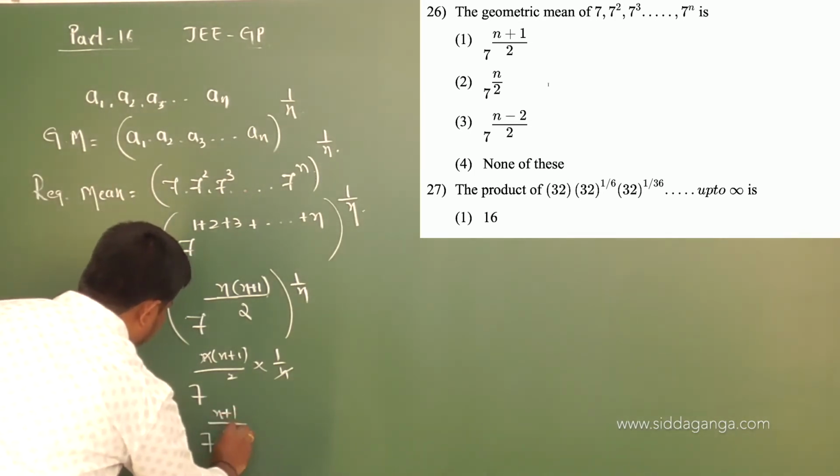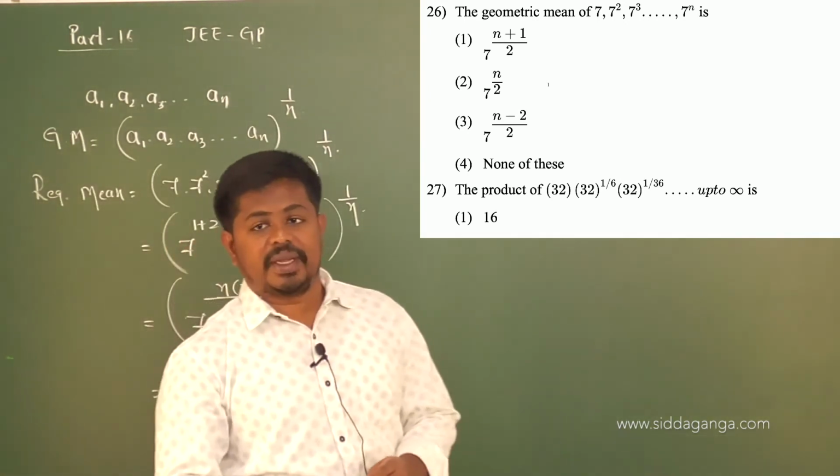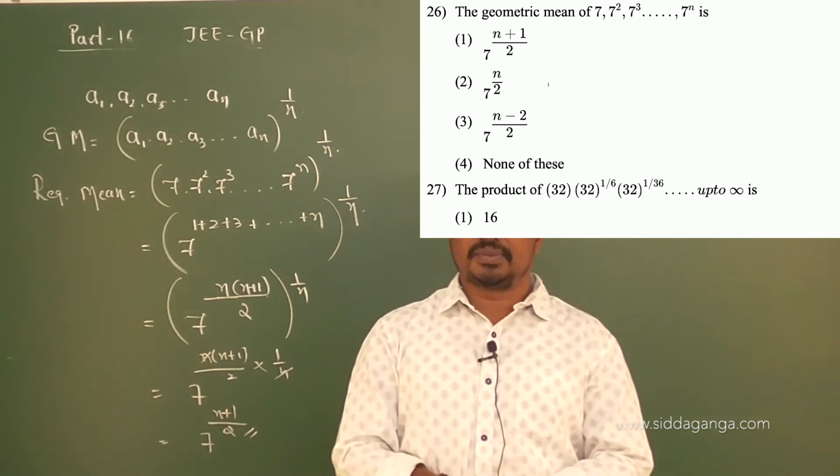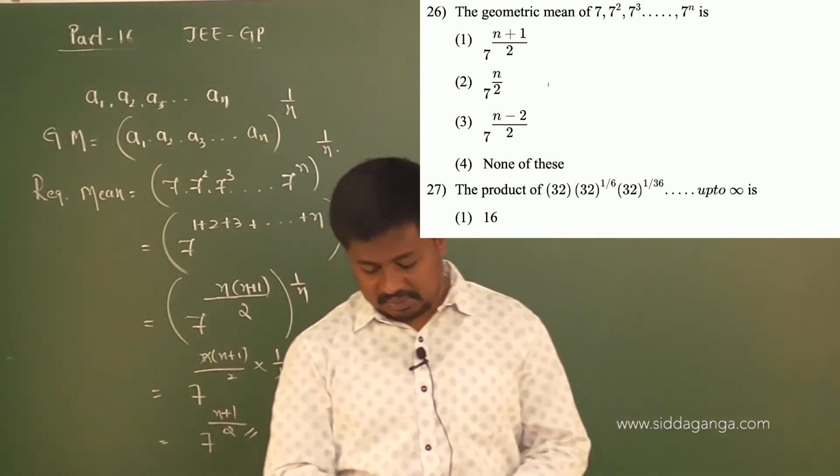So 7 power of n plus 1 by 2 gives the geometric mean of n terms of the given series. So the value depends upon the number of terms. So option first is the correct one.